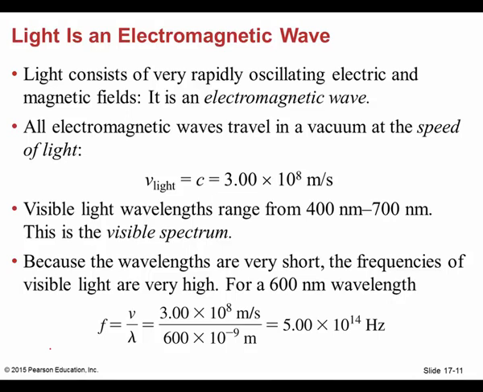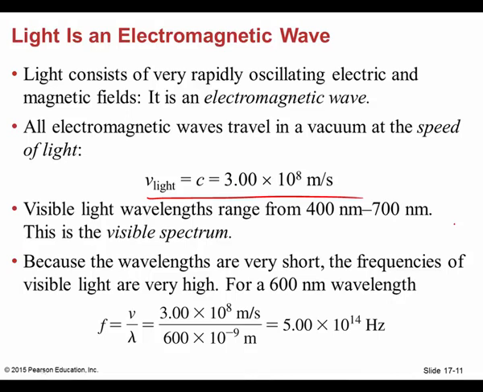Now, let's look at light as an electromagnetic wave. It consists of extremely fast-moving electric and magnetic fields, and we call this an electromagnetic wave. In a vacuum, and yes, this is one of those constants you need to write down, light will travel at 3 times 10 to the 8th meters per second, and that's in a vacuum, okay?